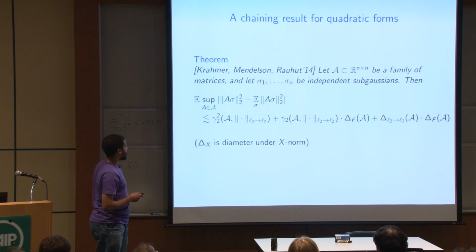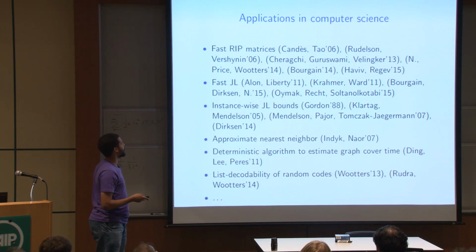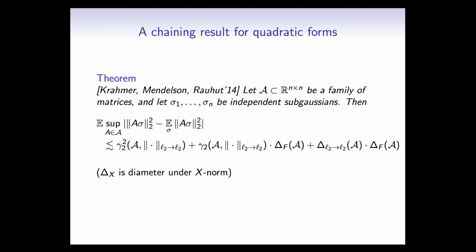Okay, so I only have a few minutes left, so let me give you an example of one of these applications, and I'm going to take it back to Gordon back in '88. Okay, so instance-wise JL bounds. So I showed you the expectation of the max of all these Gaussian random variables.